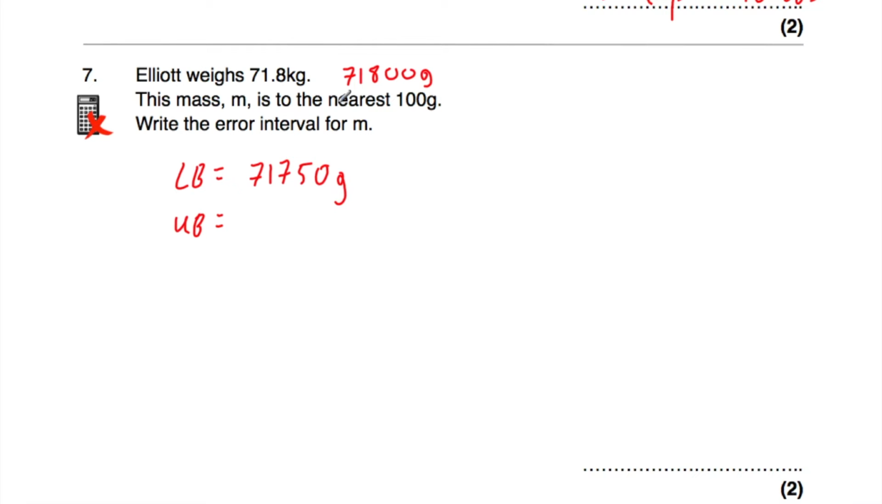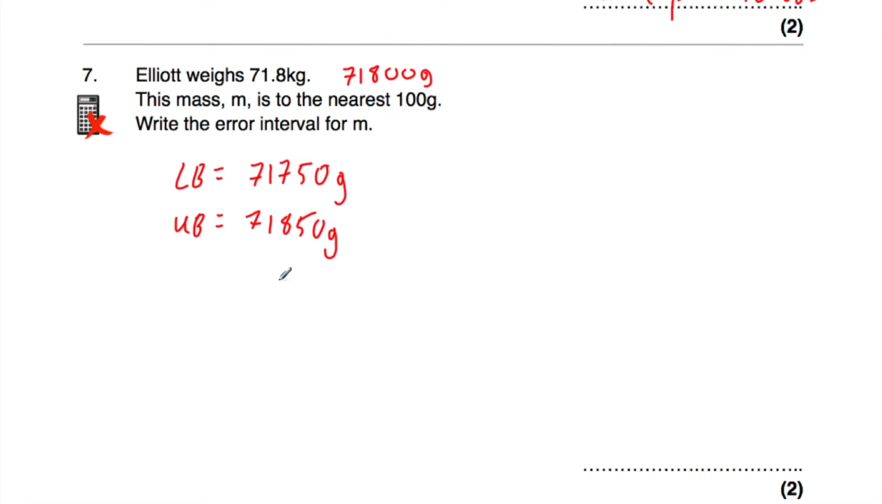And in terms of the upper bound, let's consider numbers above 71,800. So if we consider the numbers that would round down to 71,800, the upper boundary would be 71,850. So all the masses up to, but not including that mass, would round down to be 71,800 grams to the nearest 100 grams. So we've got our lower bound and we've got our upper bound.